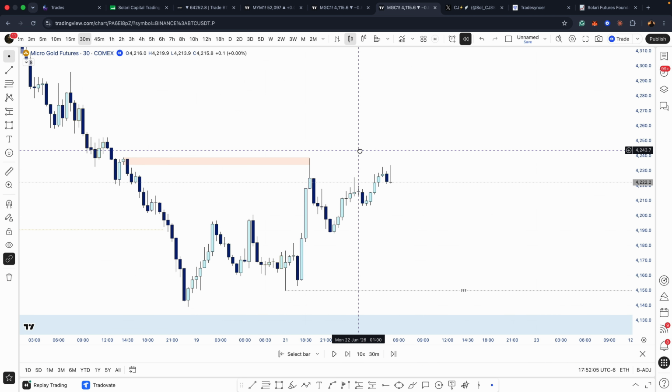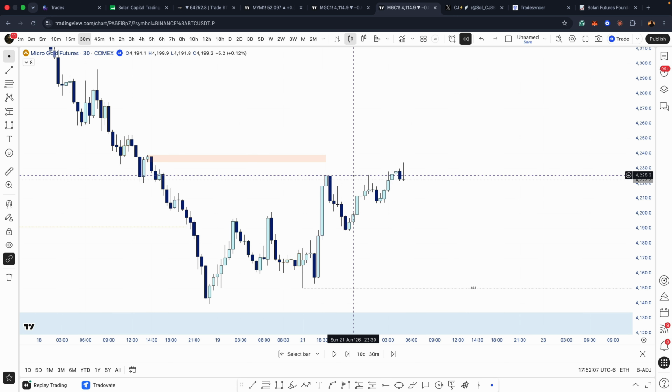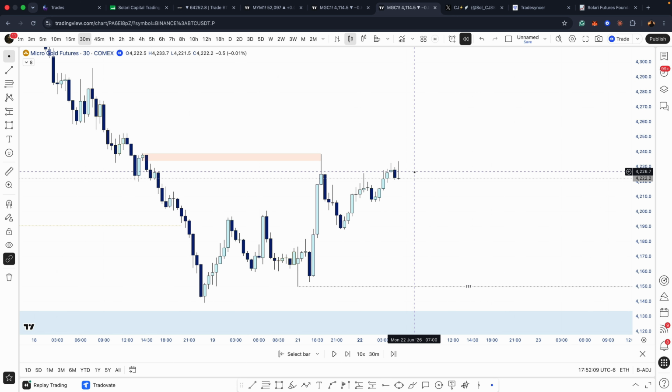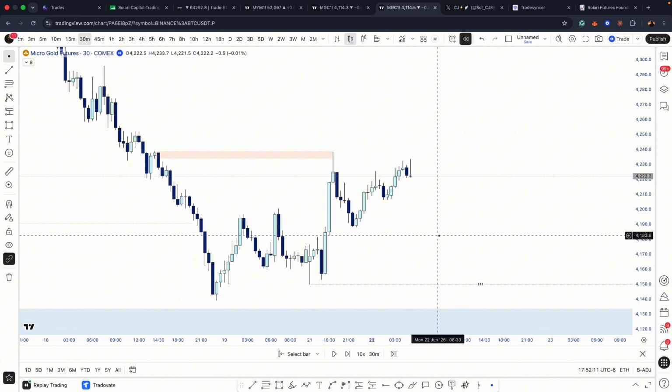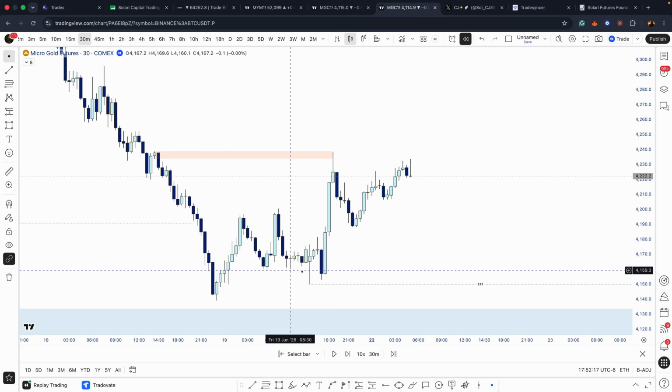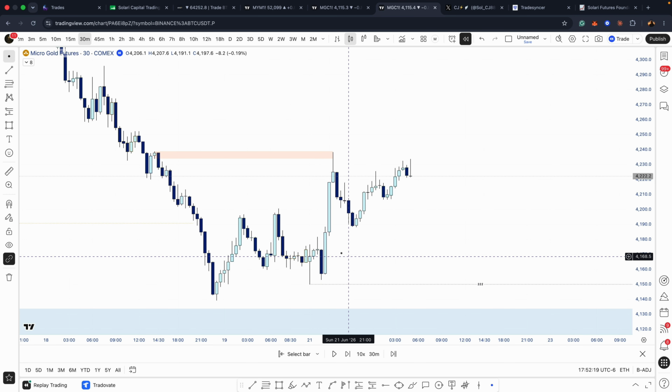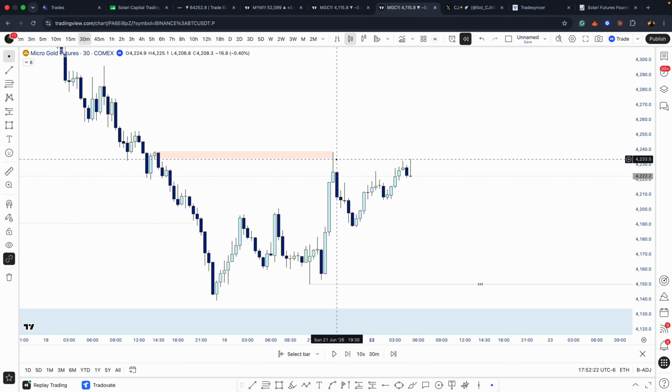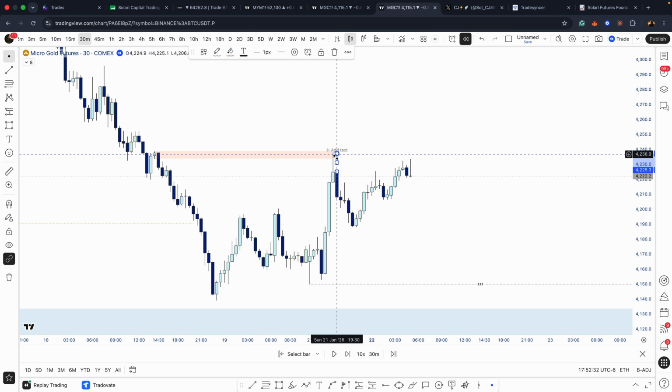So the first entry trigger we're going to be talking about in this video is called a rejection block. And gold seems to really like these. I'm ironing out what timeframes I like to be using them, but you can see them happening all over. You can see one right here. So a rejection block is basically a wick into a POI, a bigger wick into a POI. And it's as simple as that.